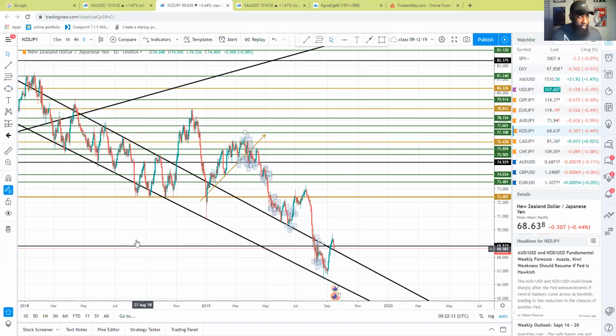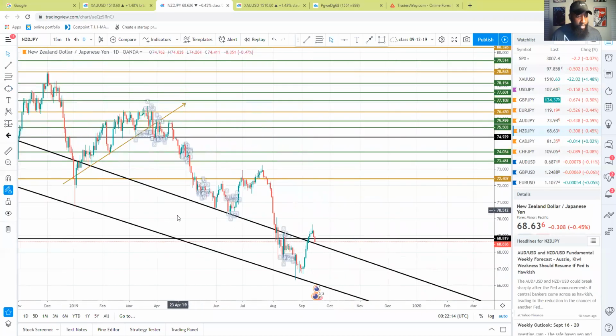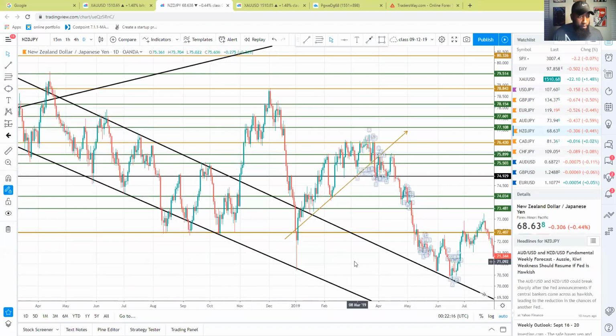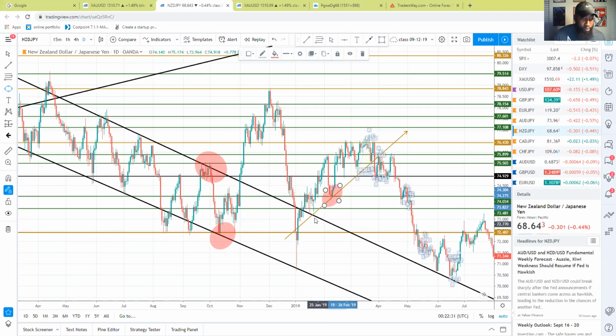Oh yeah, here you go. This is a good example on NZD JPY of these points where price comes together, like here. Price came together, big rejection. Right here, price came together, big rejection. I'm pretty sure if I go through and draw all of the trend lines on here, look at that. It just happens so much.